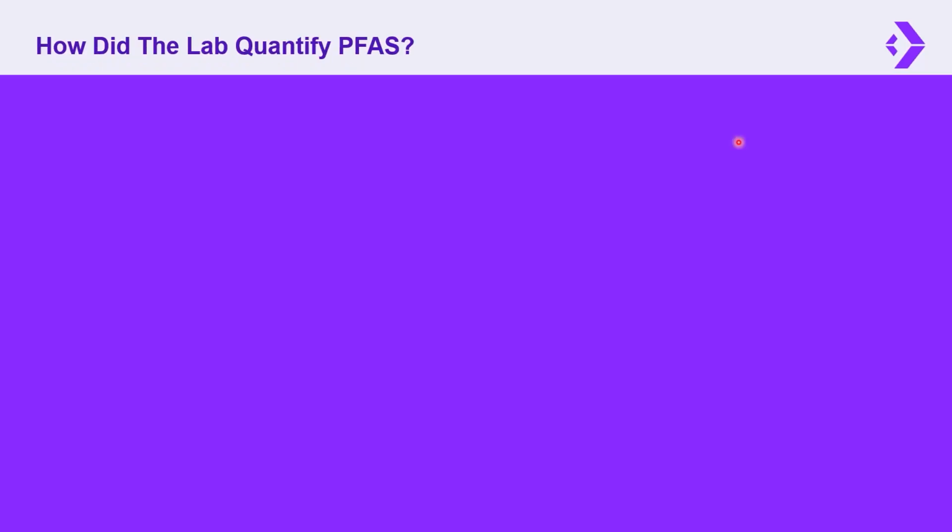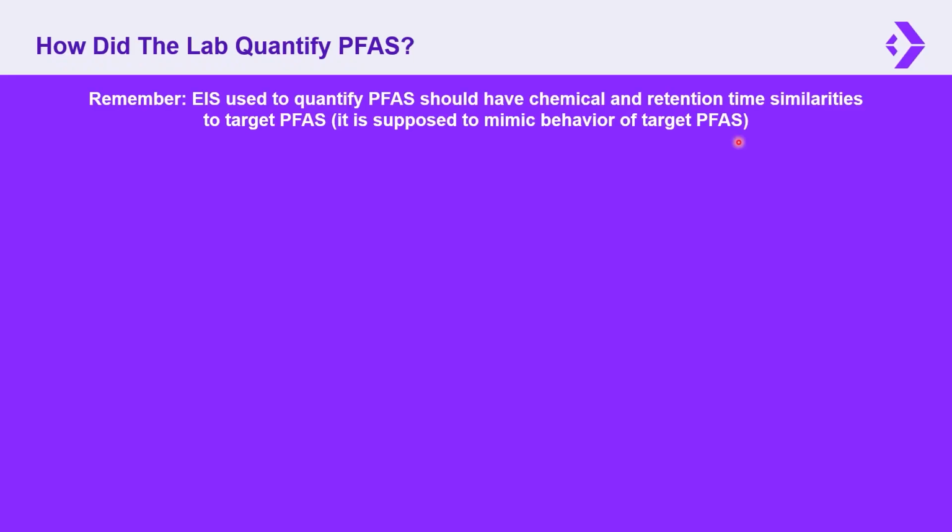So now let's see what happened here in this particular example, how the lab quantified PFAS. Remember what I just told you: those extracted internal standards used to quantify the target PFAS should have both chemical and retention time similarities, because they're supposed to mimic the behavior of the target PFAS. And as I said, EPA method 1633 makes it very clear which extracted internal standard to use for each of those 40 PFAS.